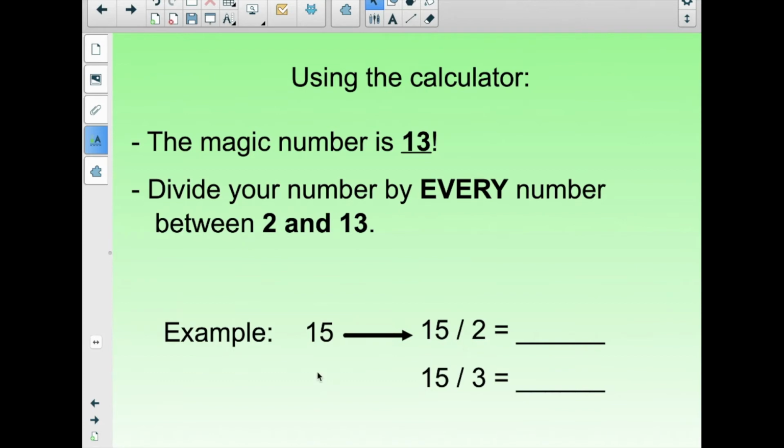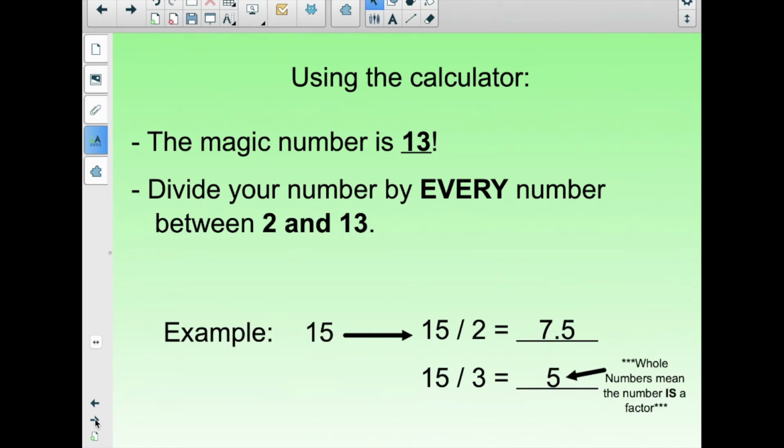So for example, if I have the number 15, I would do 15 divided by 2 equals, and put it in my calculator, 15 divided by 3, 15 divided by 4, 15 divided by 5, all the way up to 15 divided by 13. So for 15 divided by 2, we're going to get 7.5 or 7 5/10. Because that's a decimal, that means that number is not a factor. 2 is not a factor of 15.